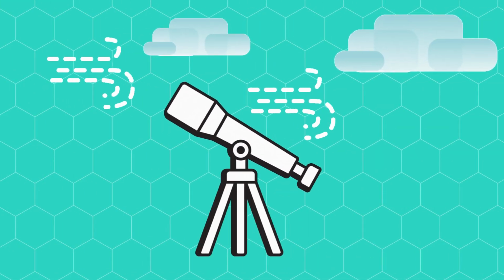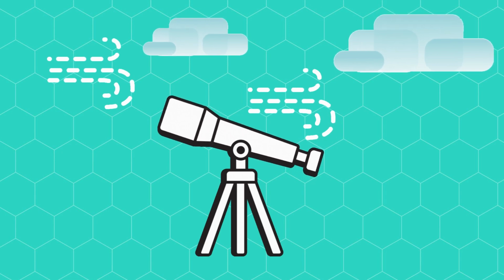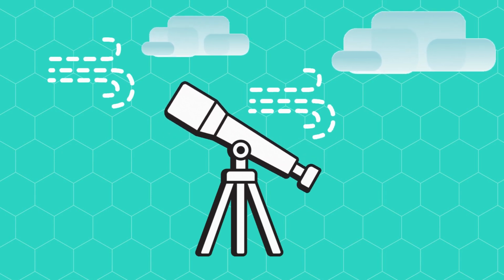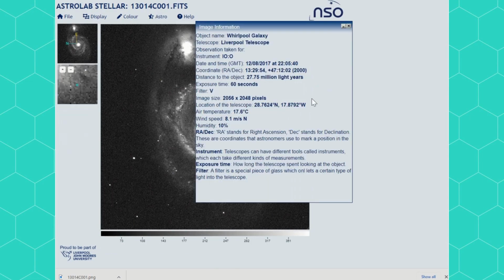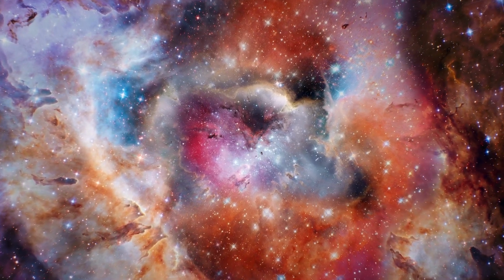To discover more information about your observation, such as the telescope settings or weather conditions, use the Observation Details tool in the Astro menu. Have fun exploring the universe!